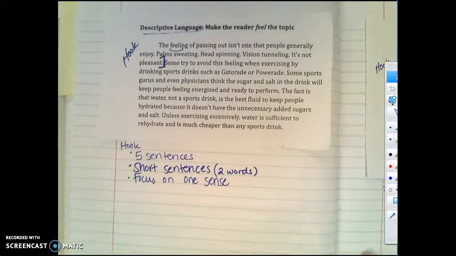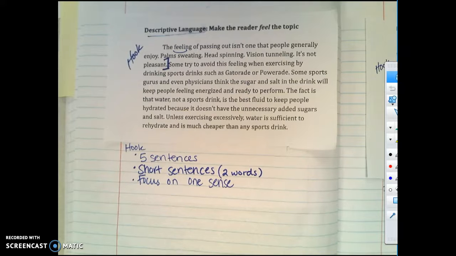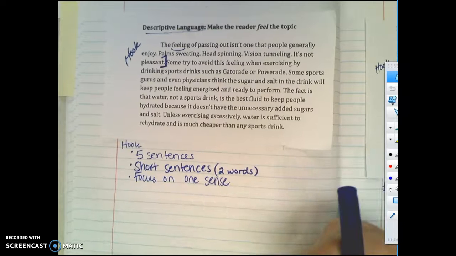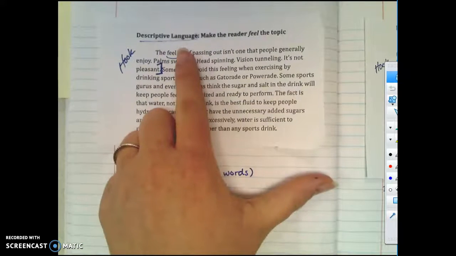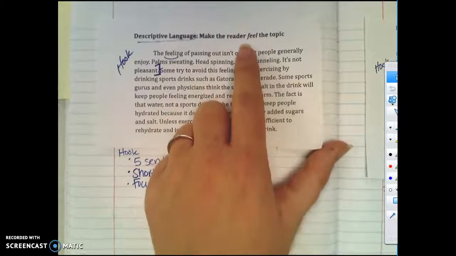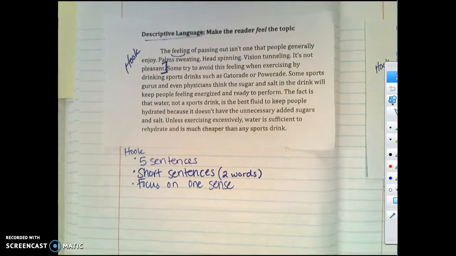But if you are here, and you are supposed to be here, then I want you to make sure you've got a pencil or a pen and you're following along with me. We're just going to look at the hooks. So this one is called descriptive language. We want to make the reader feel something. So we really focus on a sense or a feeling. So this says the feeling, there we go, right?